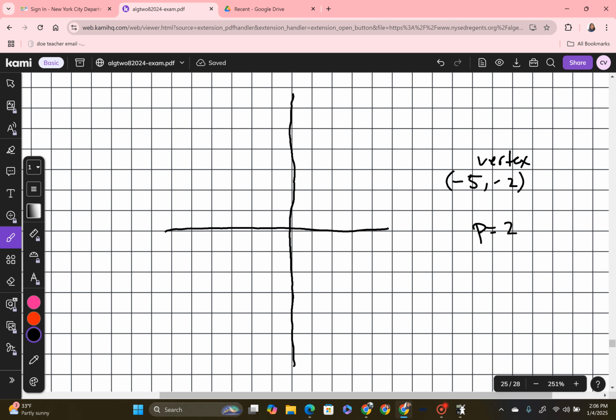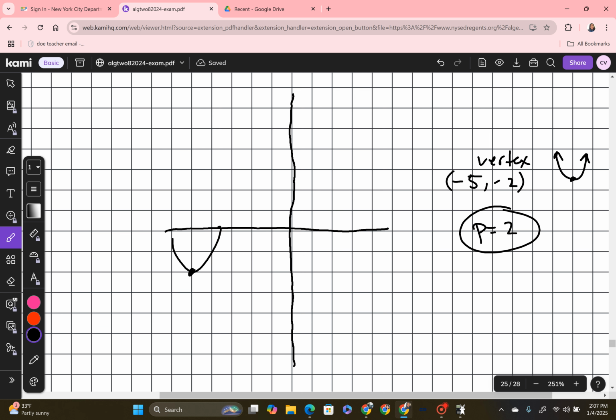On the graph paper, we're going to draw what we have. Our vertex is negative 5, negative 2. So negative 1, negative 2, negative 3, negative 4, negative 5, negative 2. I'm going to put a point. That's my vertex. Remember, the vertex is the point at the bottom or at the top of the parabola, depending on where it's going. My p, though, you see how it's positive? That means it's not going to be facing down. It's going to be facing up. So it's going to look something like this. It's going to move up.